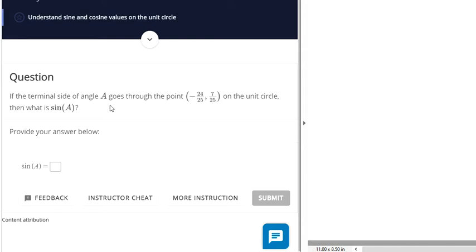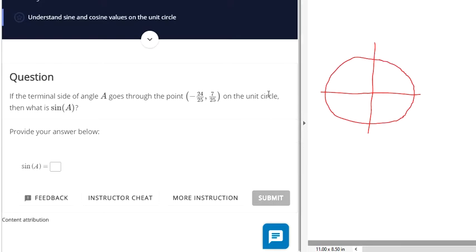So the terminal side of angle A goes to the point negative 24 over 25, 7 over 25 on the unit circle. So remember, the unit circle is just a circle with a radius of 1, centered at the origin. That's all the unit circle is. So there's my best circle. I was never good at art.